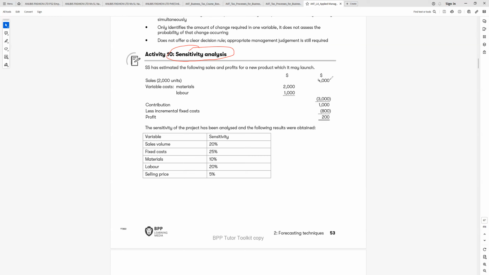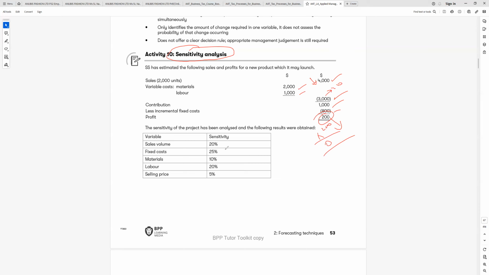So you can see here, they said the sales is 2,000 units, 4,000 material, total 3,000, contribution 1,000, and fixed cost 800, and the profit 200. Now, if the profit goes down by 200 only for any reason, for example, if the sales reduced by 200, or if the cost increased by 200, then this 200 will be gone. It will be 0. So there is no more profit. For any reason, if the cost or sales go down by 200, the company doesn't make any profit anymore.